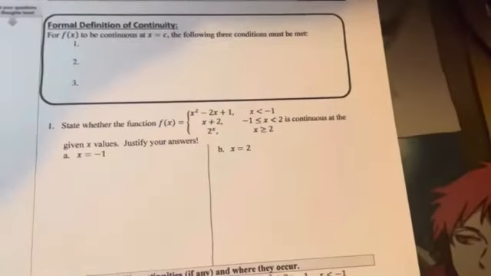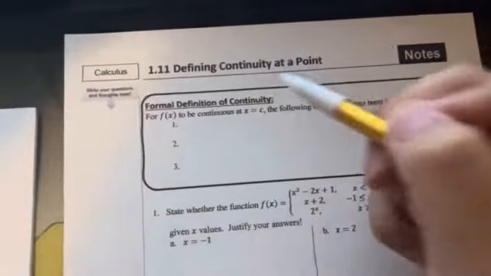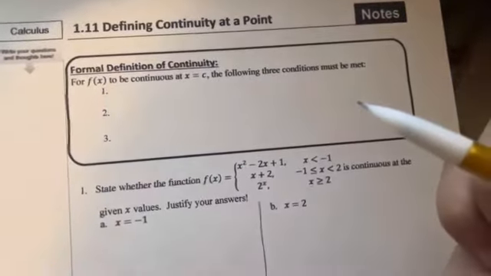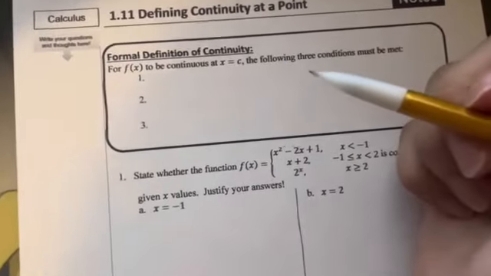Unit 1.11, defining continuity at a point. The formal definition of continuity. For f of x to be continuous at x equals c, the following three conditions must be met. 1. f of c must exist.